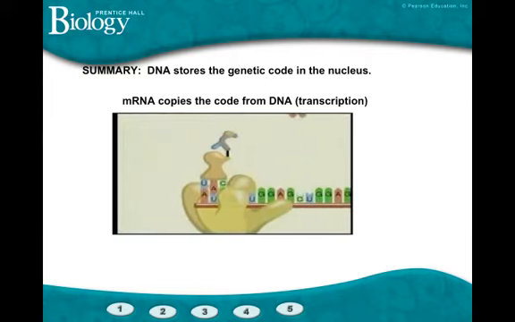A second tRNA with its attached amino acid binds to the second codon of the mRNA. The first amino acid is transferred from its tRNA to the second amino acid, and a bond between the two amino acids is formed. The protein chain has begun to grow. The first tRNA detaches from the mRNA.